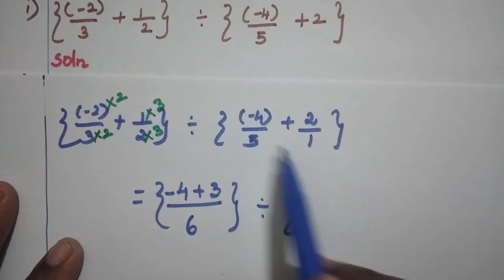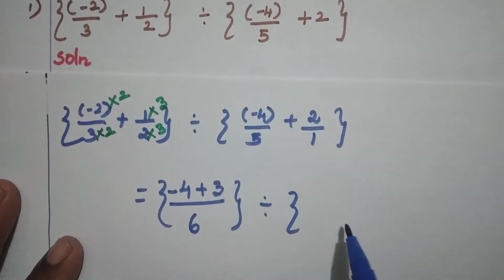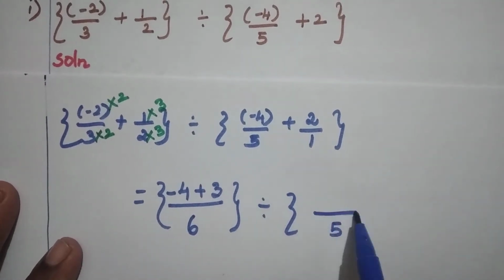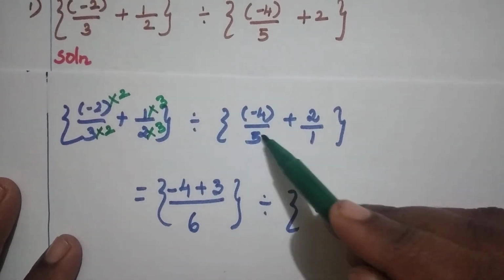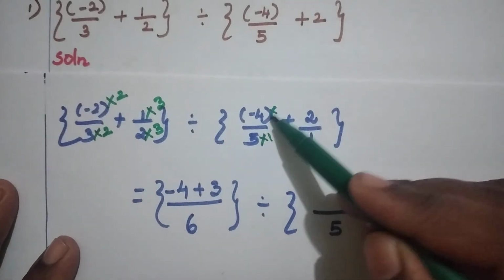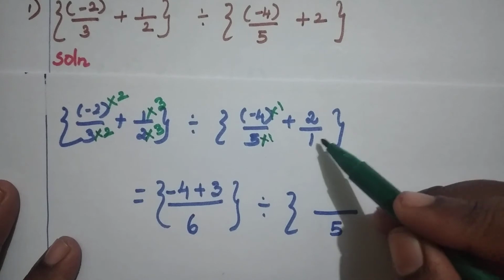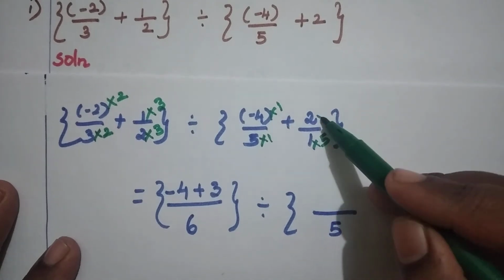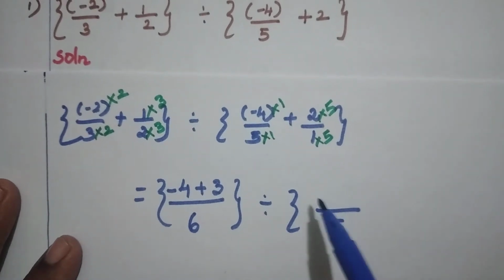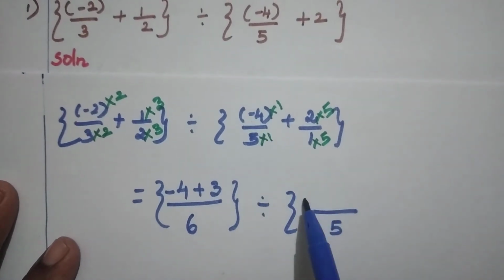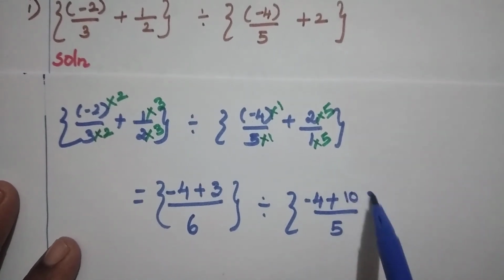here also the denominators are different, so I have to take LCM. What's the LCM of 5 and 1? Yes, that is 5. So here already the denominator is 5. So you have to multiply this numerator and denominator by 1. Here this is 1. In order to get the number 5, you have to multiply by 5 both the numerator and the denominator. What will be your answer? Minus 4 into 1 is minus 4 plus 2 5s are 10.